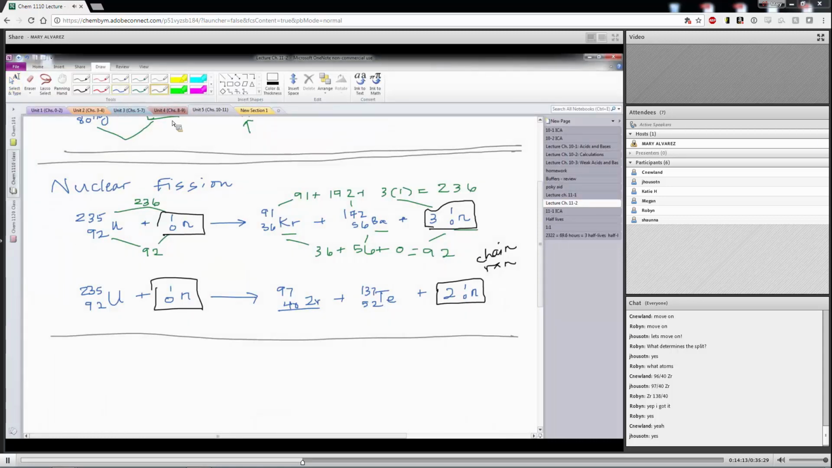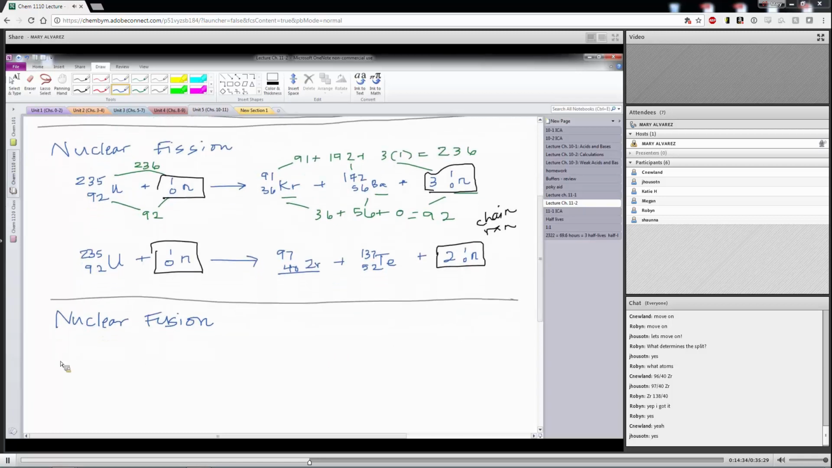Next, we have nuclear fusion. In nuclear fusion, I'm combining 2 smaller nuclei to make a bigger one. It's the opposite of fission. So fission, it's falling apart. Fusion, I'm mashing them together. Okay, and this is what is done in the sun. You get hydrogen nuclei combining to form helium nuclei.